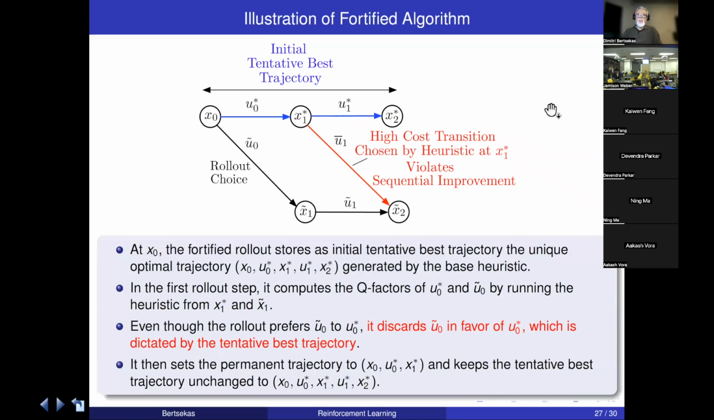This is a simple counterexample of how the fortified algorithm works, how it corrects the potential deficiency of the standard rollout algorithm. Are there any questions about this example?